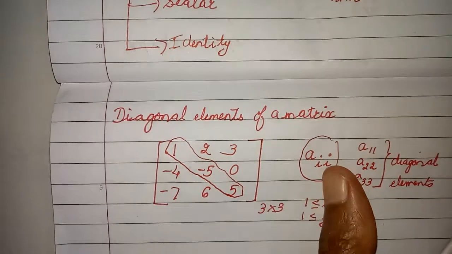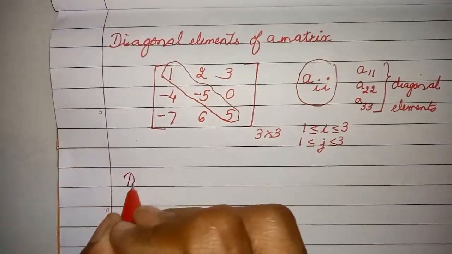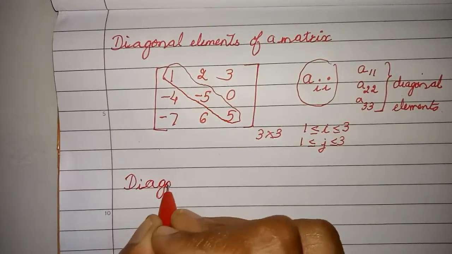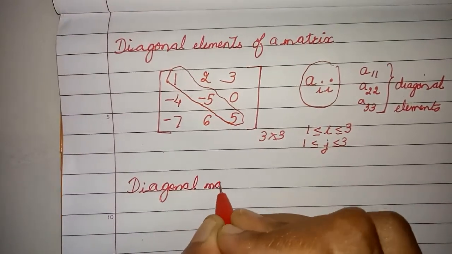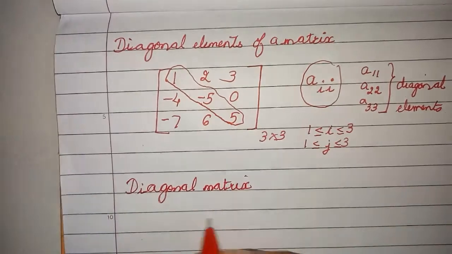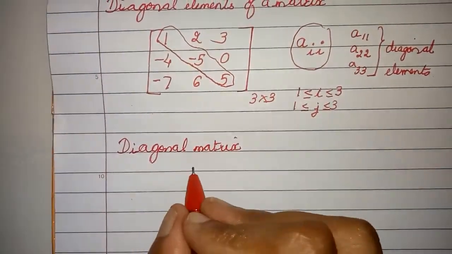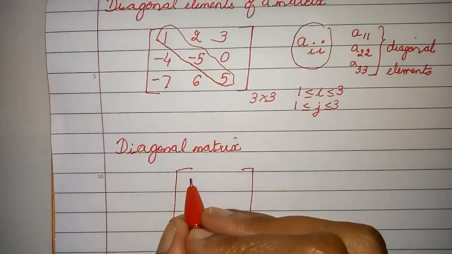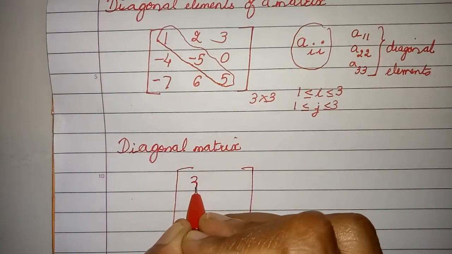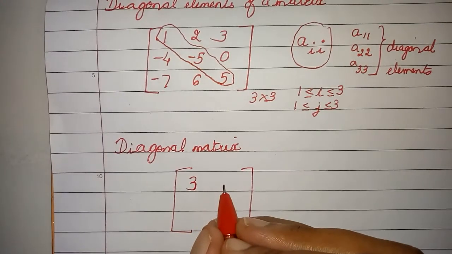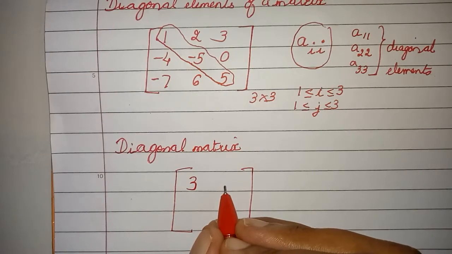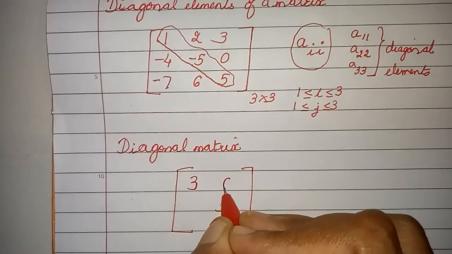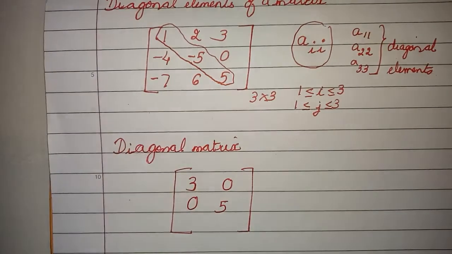Diagonal elements done. Now we are moving to the diagonal matrix. Children, I am giving you a general example so you will understand. A diagonal matrix is in general a square matrix. Say I am taking a 2 cross 2 matrix, say 3, 5 and write here 0 and 0. Suppose my matrix is like this.